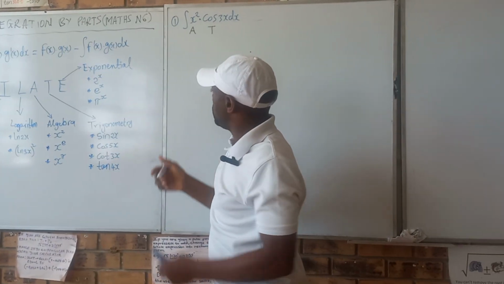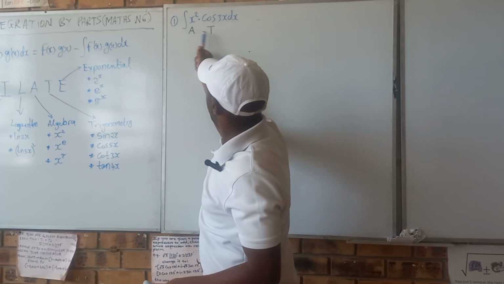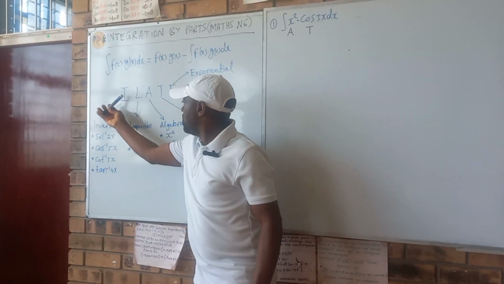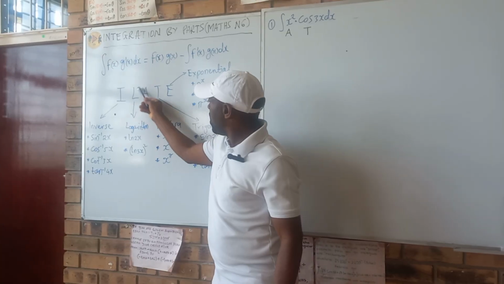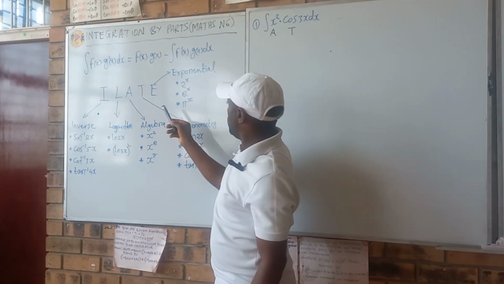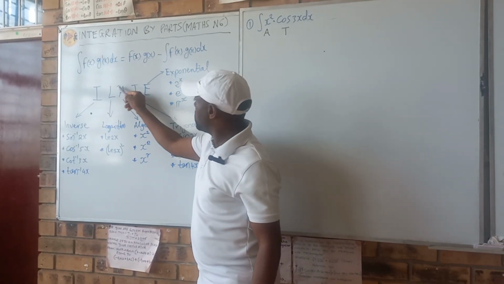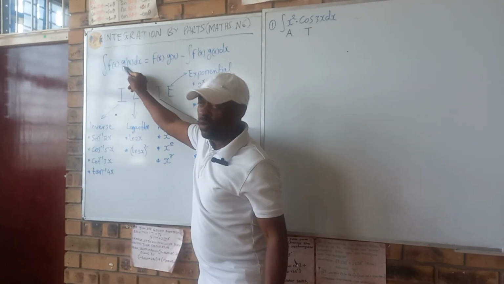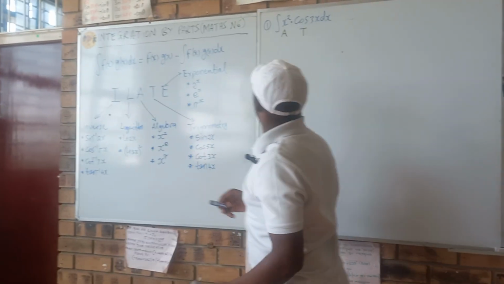So if I go now to ILATE, I'll be looking at the letters A and T, to see who comes first. I'm assuming that all of us always read from the left, going to the right. So you see we have A first, before T. So the one who comes first must be f. The one who comes second will be g prime. So that's what we're going to do.